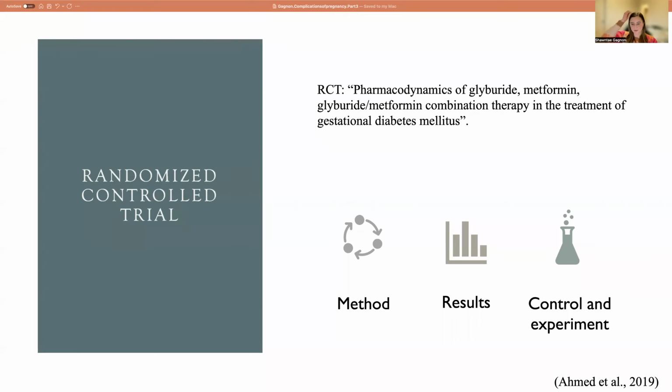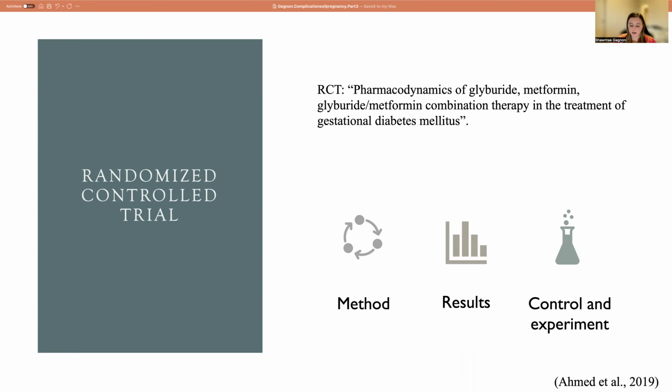And then in this randomized control trial, pharmacodynamics of glyburide-metformin combo therapy in the treatment of gestational diabetes mellitus, insulin sensitivity, beta cell responsivity, and disposition index in women with GDM were compared using different types of pharmacological management. And the different pharmacological methods were glyburide monotherapy, so used alone, metformin monotherapy, and then glyburide and metformin combination therapy.